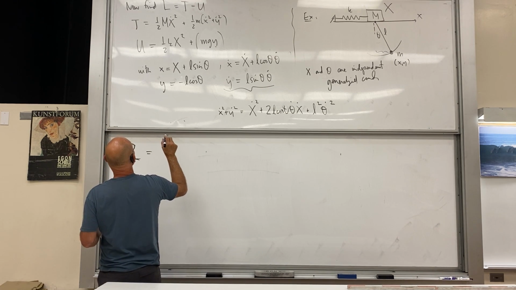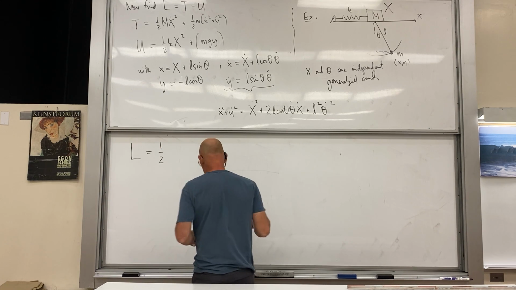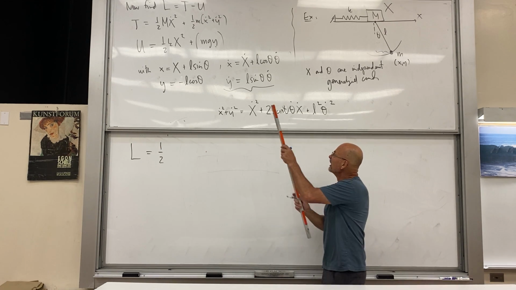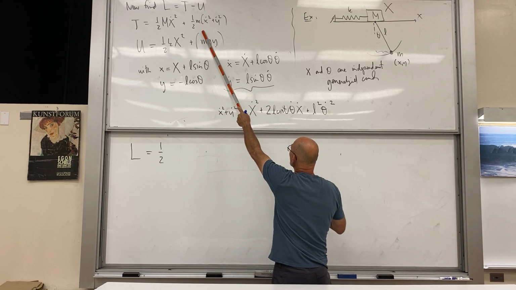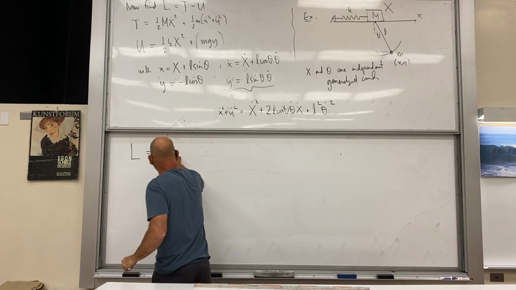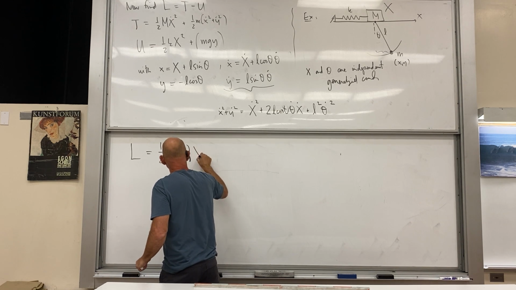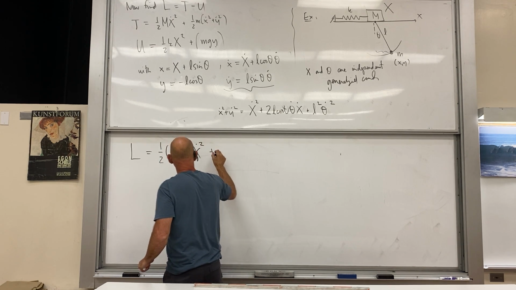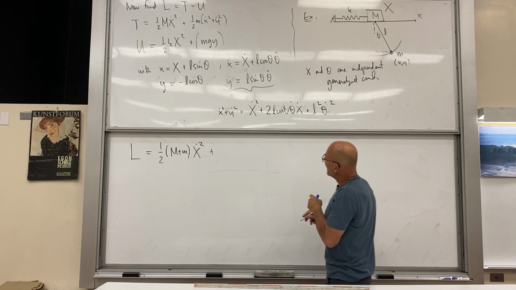L is equal to 1/2. Now we're going to have M from here and M from here, okay? So we will have a capital M plus lowercase m on the capital X dot squared. I'm going to put this in a certain standard form right away.